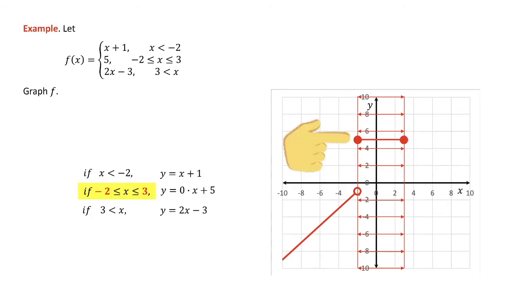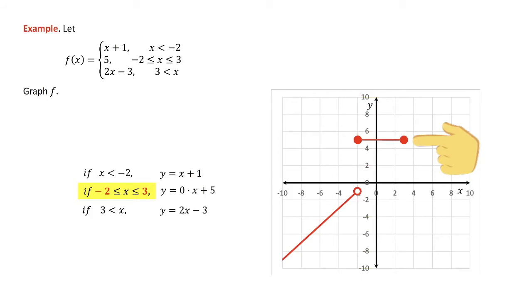Notice I include the endpoint minus 2, and I include the 3 because it's included in the interval. X is greater than or equal to minus 2 and less than or equal to 3. So I am including x equals minus 2 and x equals 3. So throw out the parts you don't want and you're good. So I've got two pieces. Okay? How about the third one then?